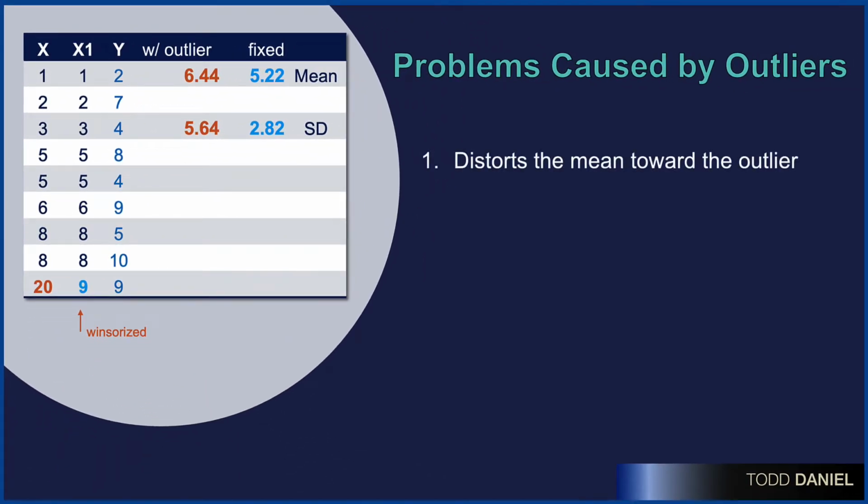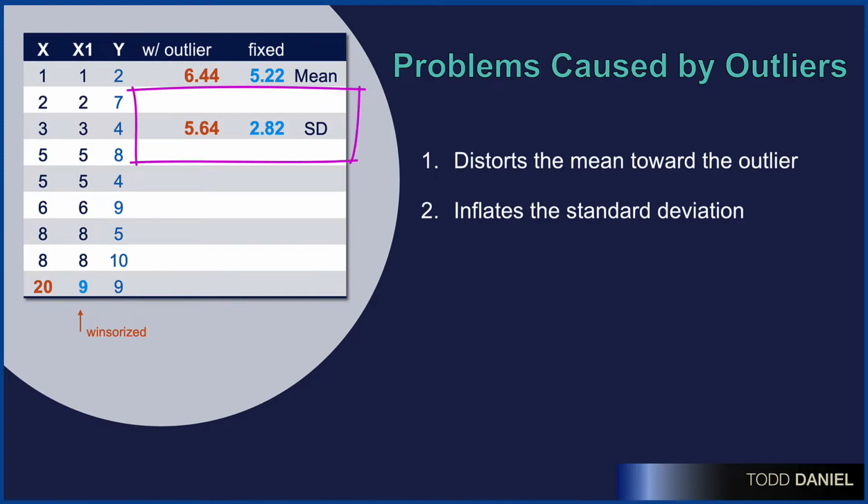Let's take a look at how the outlier has affected each of these variables. Number one, having an outlier will distort the mean in the direction of the outlier. The data set with an outlier has a mean of 6.44, but once I fixed it, the mean was brought down to a more reasonable 5.22. Second, the outlier will inflate the standard deviation. Notice that with an outlier, the standard deviation is a 5.64. After fixing the outlier, the variability was brought down to a more reasonable 2.82.